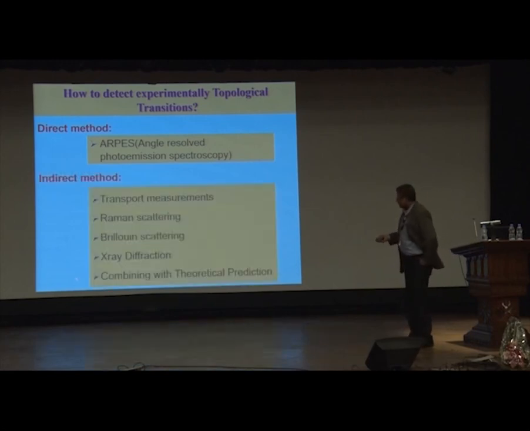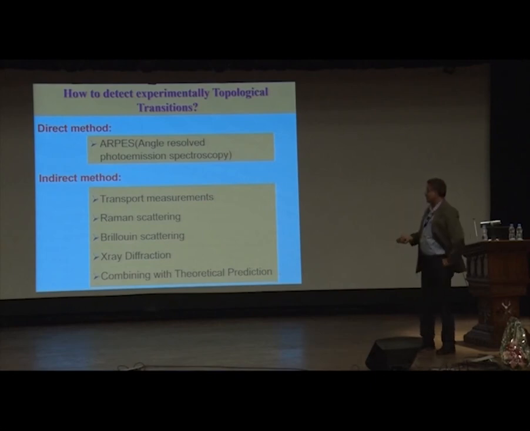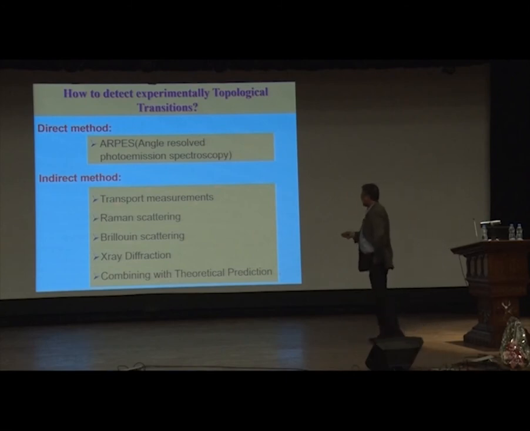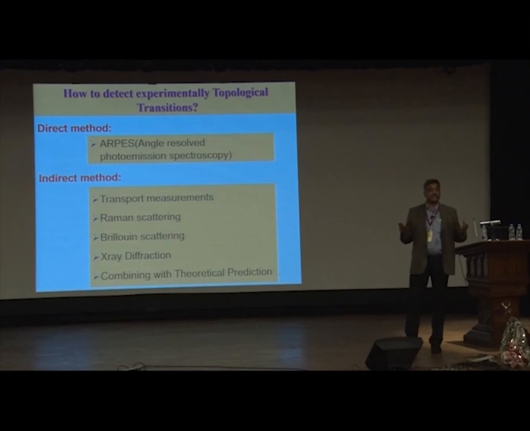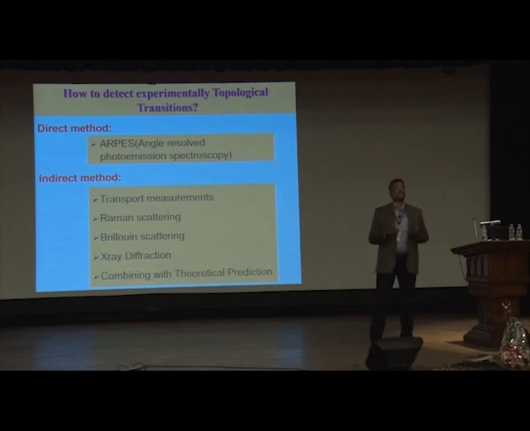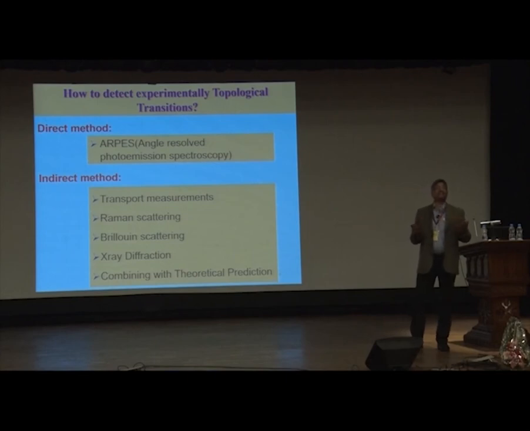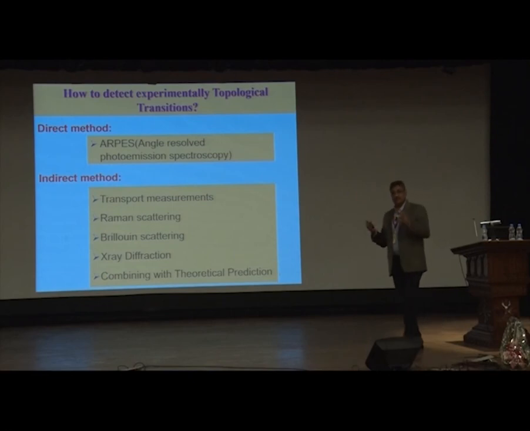What I am proposing, and I will show with my examples, is that you measure resistivity, Raman or Brillouin, and X-ray diffraction, and see whether there are anomalies across the transition. If there is no structural transition associated with it, then these will originate from an electronic transition. We are not sure what kind of electronic transitions they are, but we can complement with theoretical predictions for these systems and come out with an analogy saying these are going to have these kinds of transitions.